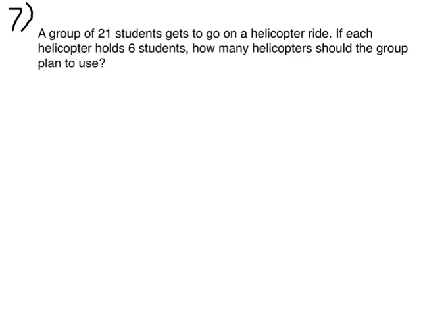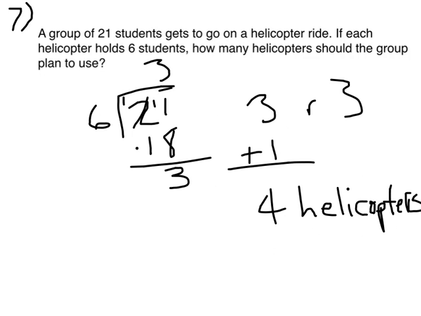Now you try one all on your own. A group of 21 students gets to go on a helicopter ride. If each helicopter holds 6 students, how many helicopters should the group plan to use? Here the group should plan to use 4 helicopters. When I split 21 students into groups of 6, I have 3 full groups with 3 students left over. I would need 1 extra helicopter to hold those last 3 students, so the answer is 4.